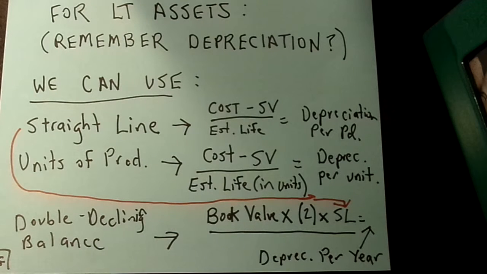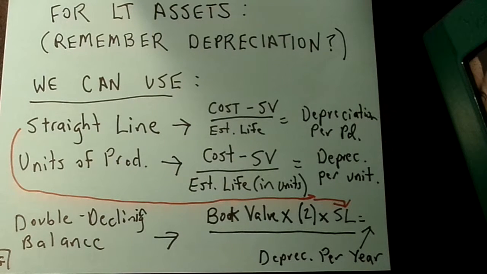Units of production is very similar to the straight line method, except we have cost minus salvage value over estimated life in units, not estimated life in actual period. So what we get then is depreciation per unit, and we multiply that by the number of units we use each year. Classic way you could think of this is imagine depreciating a car. We come up with cost minus salvage value over the estimated mileage each year, and then we multiply that number times the actual mileage to get the depreciation.